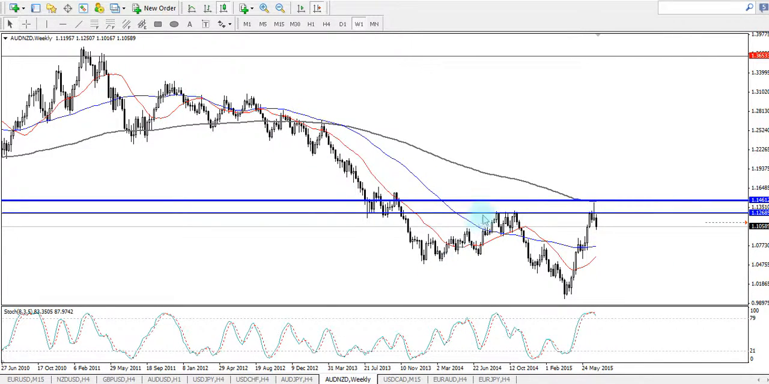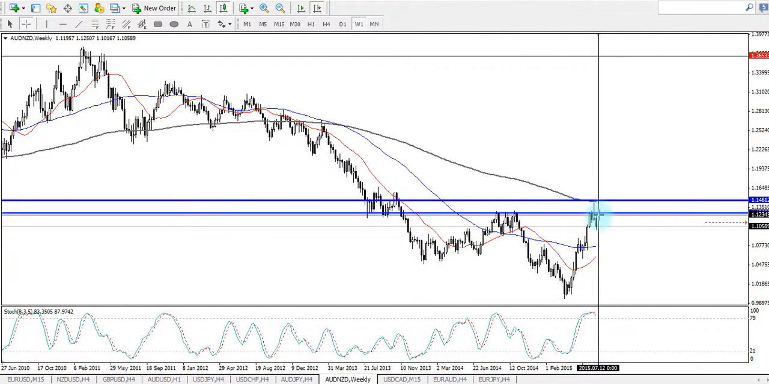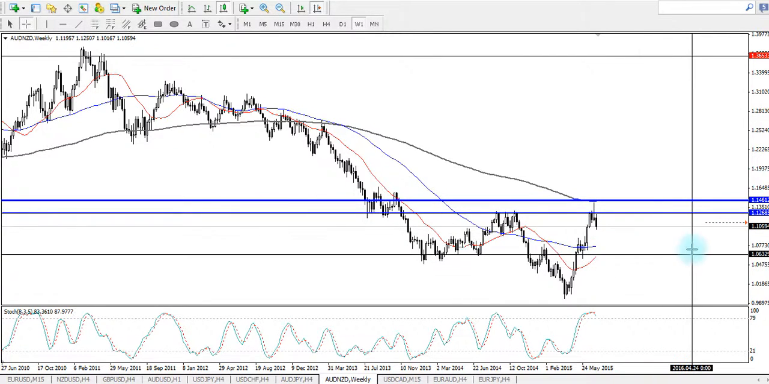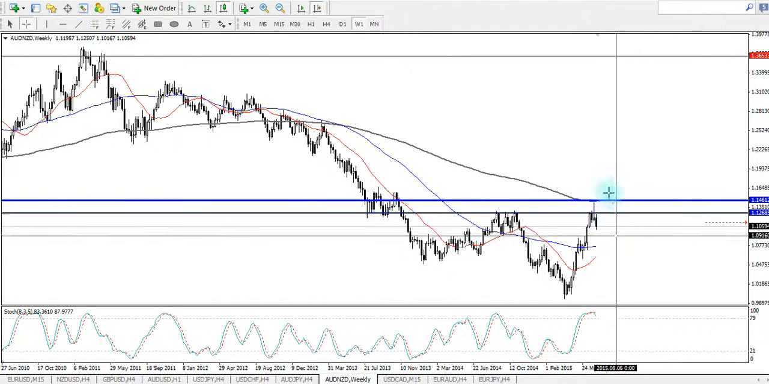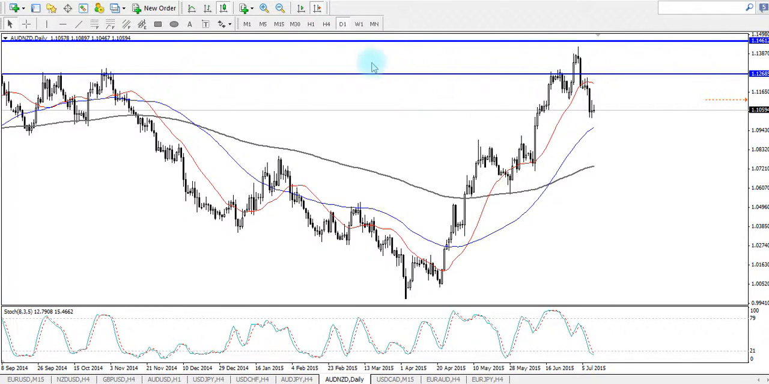And if you look at this structure itself, we are expecting that the Aussie New Zealand is about to form an inverse head and shoulders, and this will be the beginning of the formation of the second shoulder, and therefore we are expecting price to fall further. So we are waiting for the short opportunity right here.